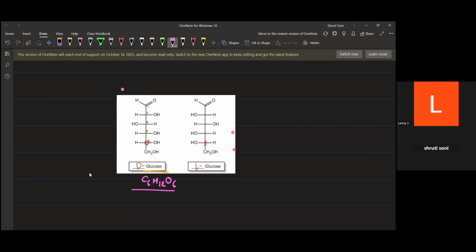Now, how do we identify that the given glucose is D glucose or L glucose? So see, this one. We proceed from this carbon. The second number carbon from the lower side and fifth number carbon from the upper side. And if in this case OH is in the right side, it will be D glucose. And if OH is in the left side, it is L glucose. Understood what is D glucose and what is L glucose?